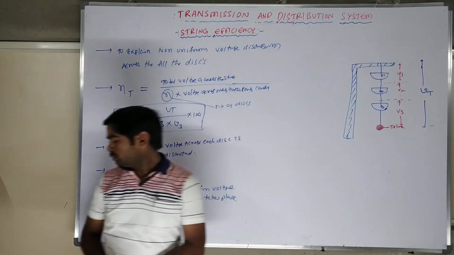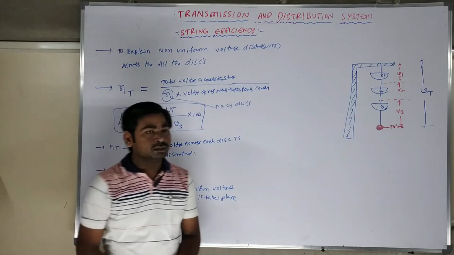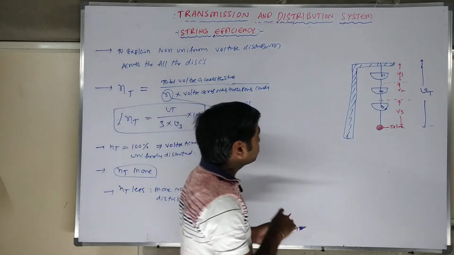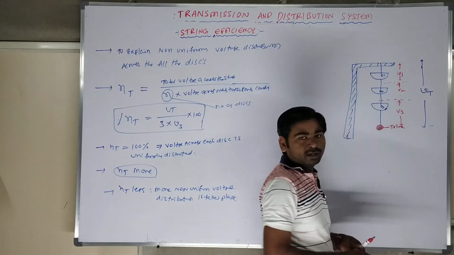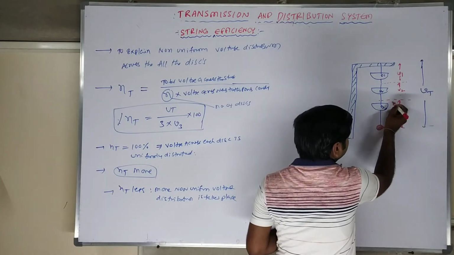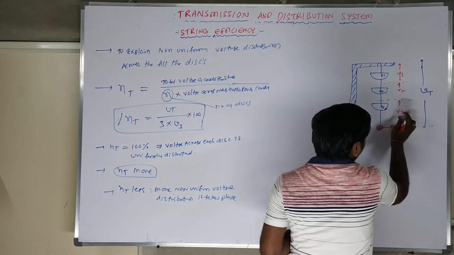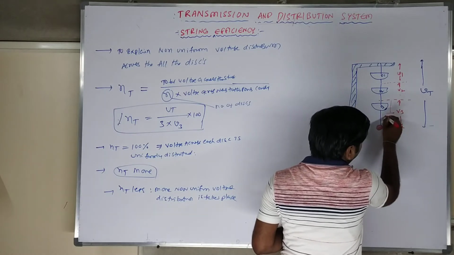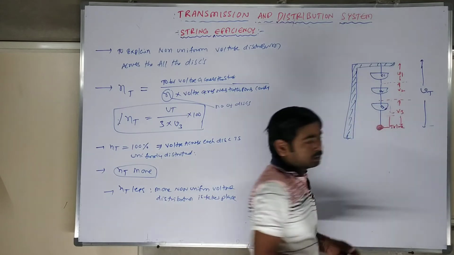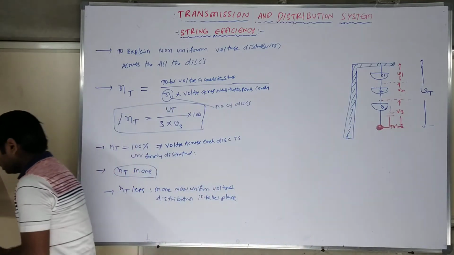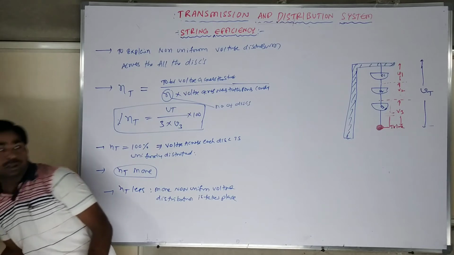In this we have the capacitances. So let us see, between the disk and disk in the line we have a capacitance. That capacitance we can say is C, the disk to disk capacitance. Let me show it with the marker to understand very clearly.